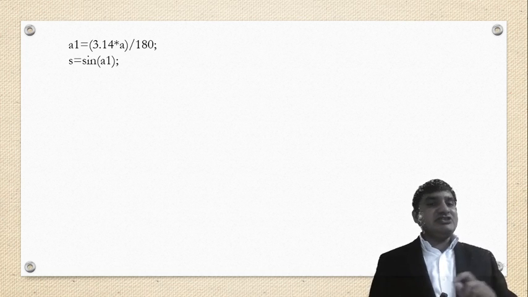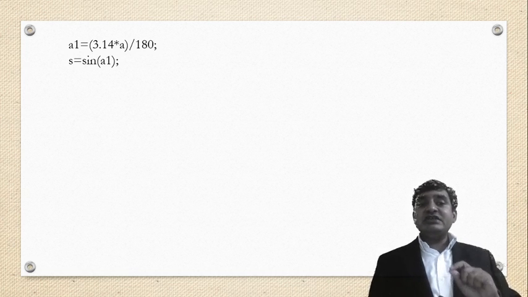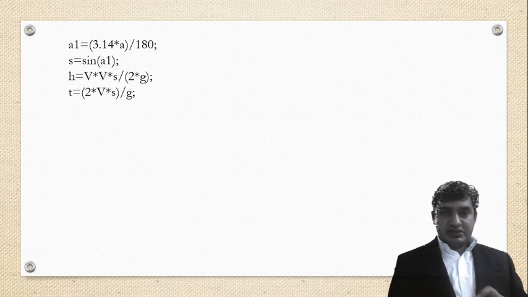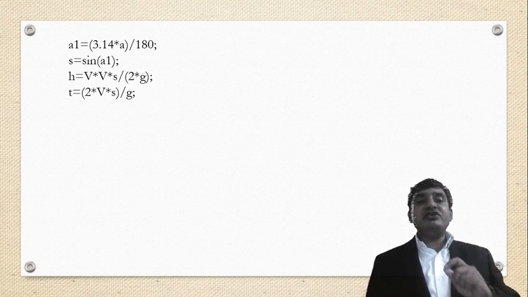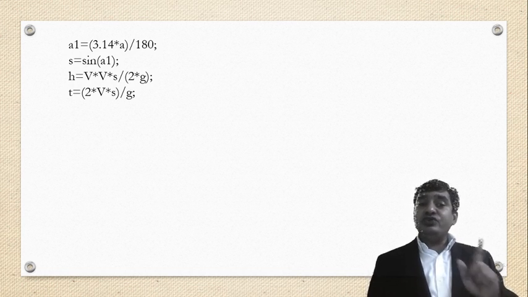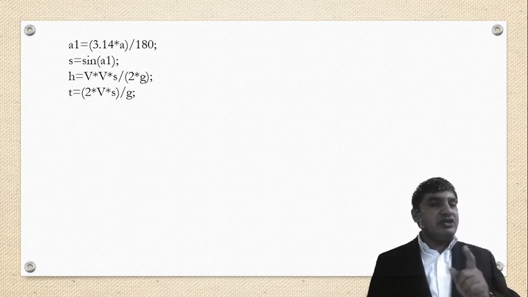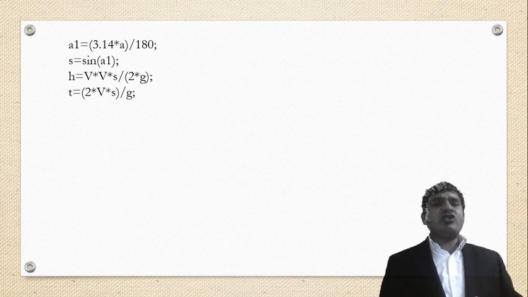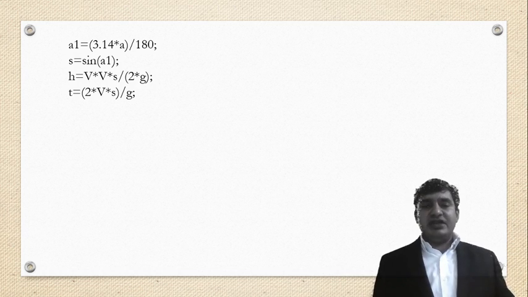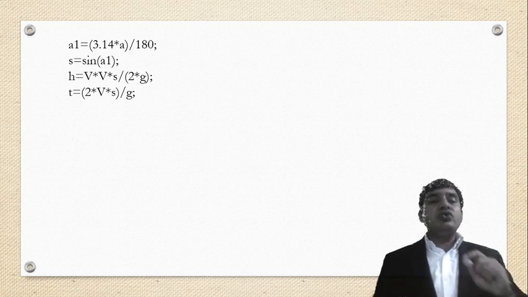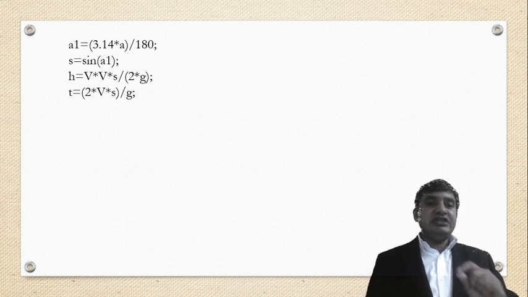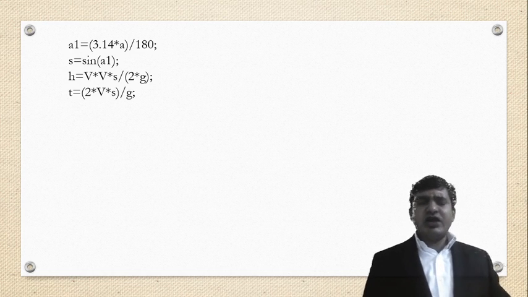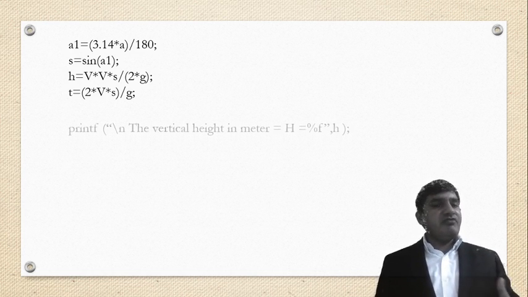Now s is equal to sine of a1, that is sine of theta. Now h is equal to v square sine theta. For that we use s is equal to sine of a1, so v square into s divided by twice g. By using this formula we can determine the vertical height, and t is equal to 2v into s, that is 2v into sine theta divided by g. By using this formula we can determine the time of flight.